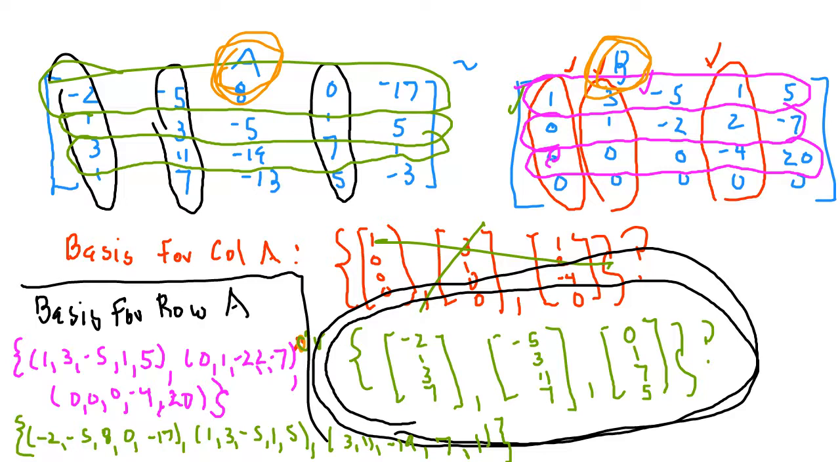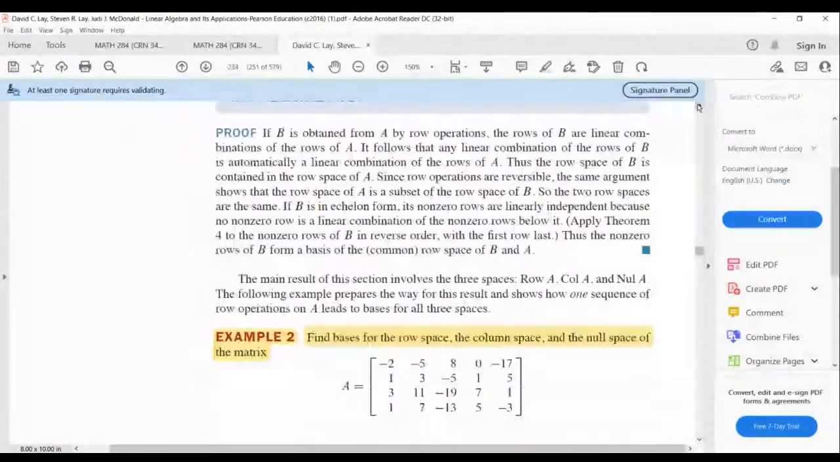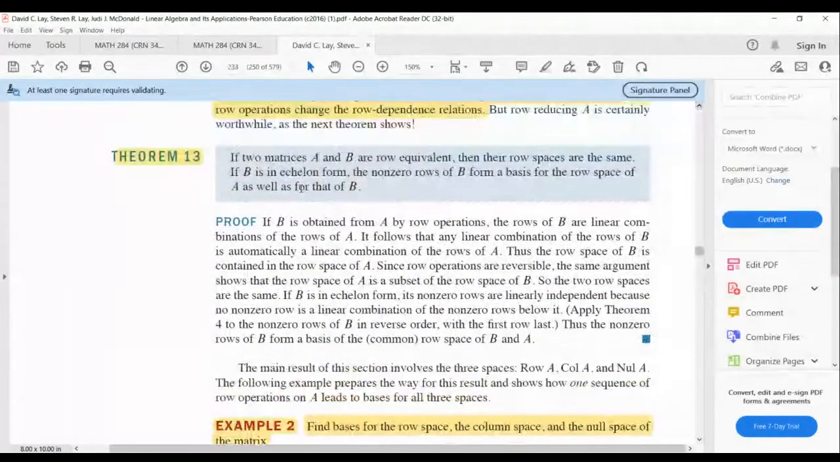I'm looking at the proof of theorem 13 here. If I go back in the book, let me just go back in the book here. Theorem 13. Let me just go back here. This is what theorem 13 says, this is what we just showed, or what we just said, basically.